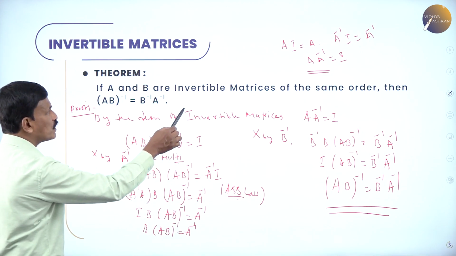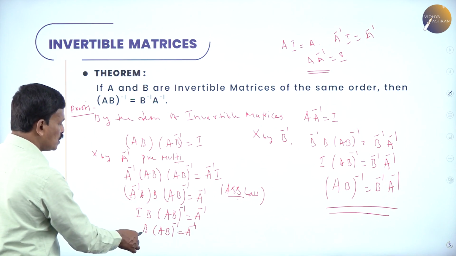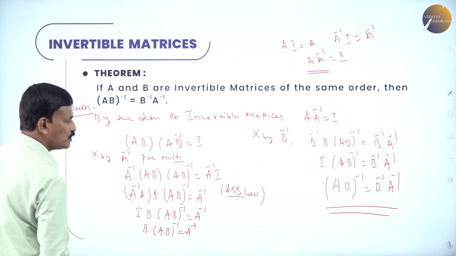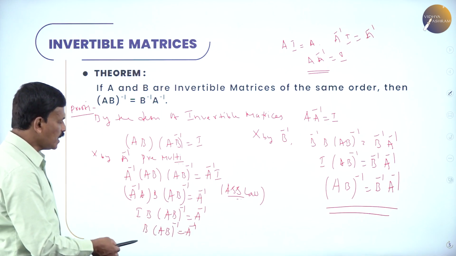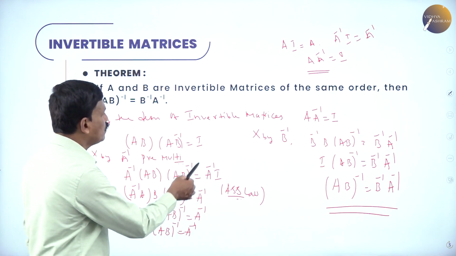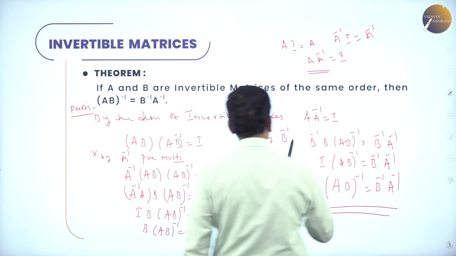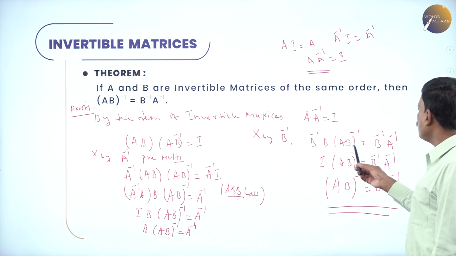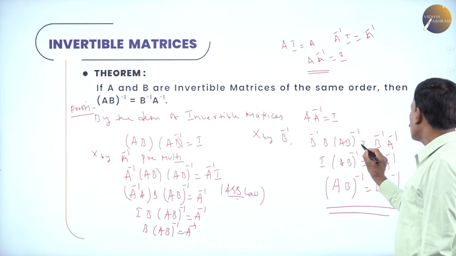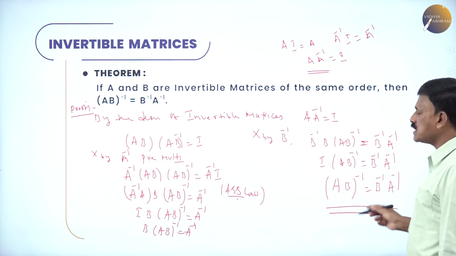Again, using the identity property, I into B is equal to B, into AB inverse is equal to A. So B into AB inverse is equal to A inverse. Again, pre-multiplying by B inverse on both sides, if you multiply by B inverse on both sides, what you will get? B inverse into B into AB inverse is equal to B inverse A inverse.